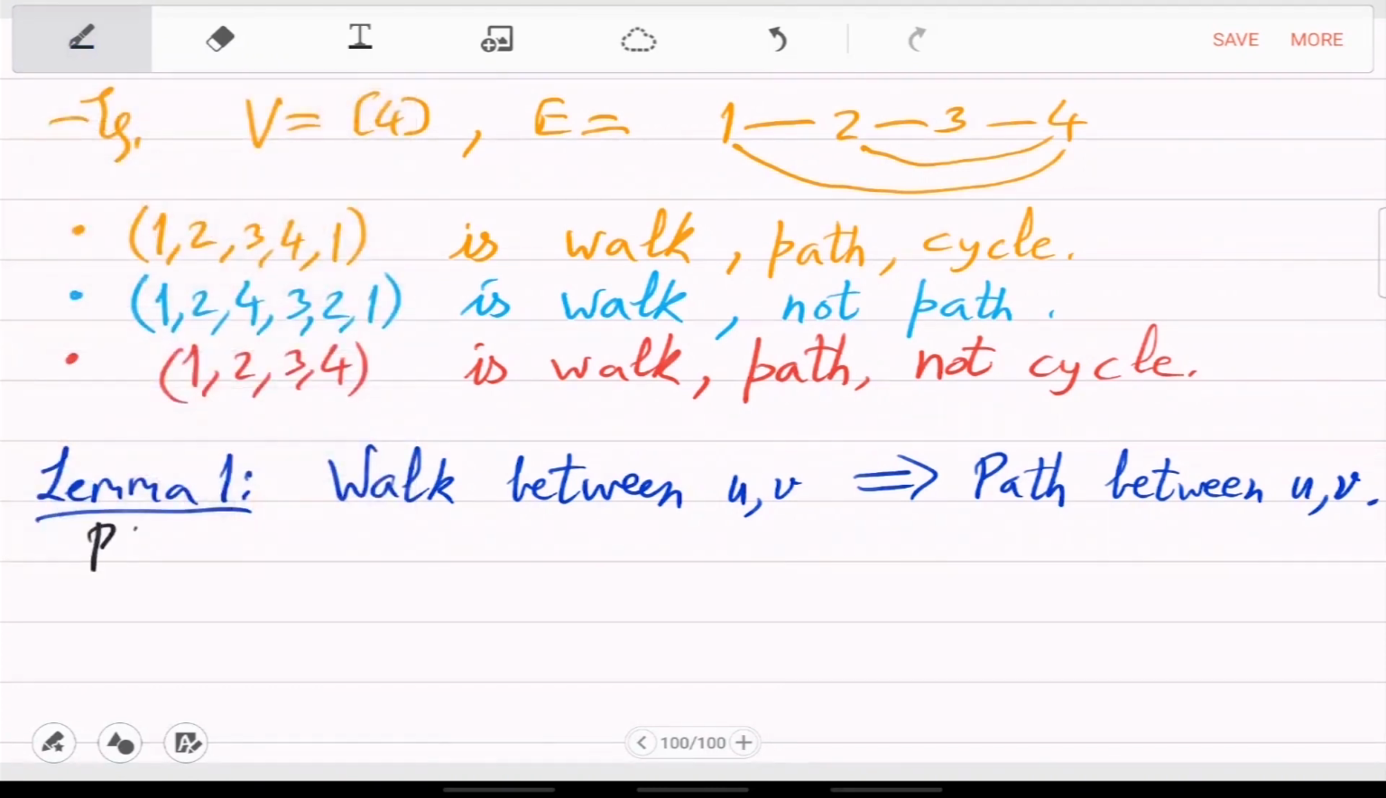Can you show this? If in a graph you see a walk, then there is also a path between the same source and destination pair. So consider some walk, u is x0, then you go to x1 dot dot xk, which is v, and assume that this is of least length.